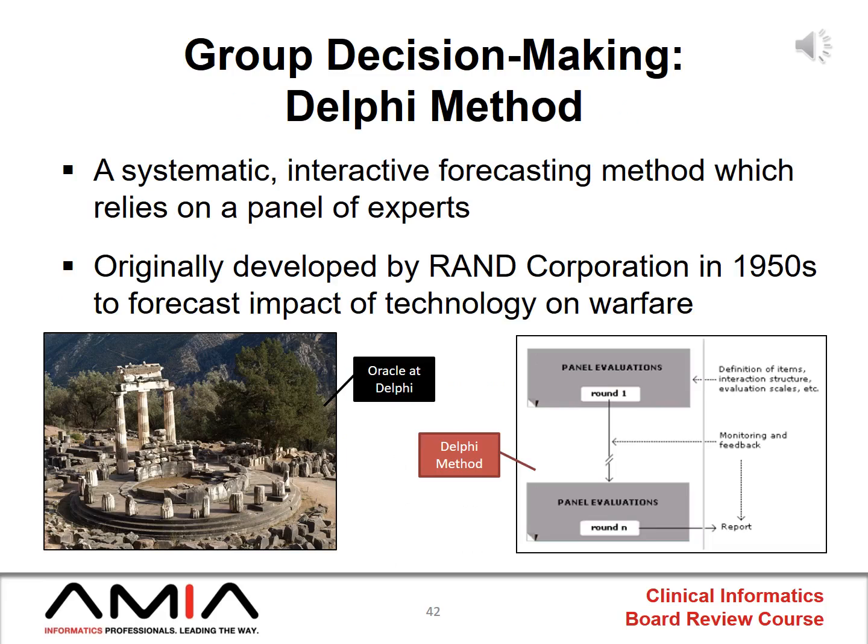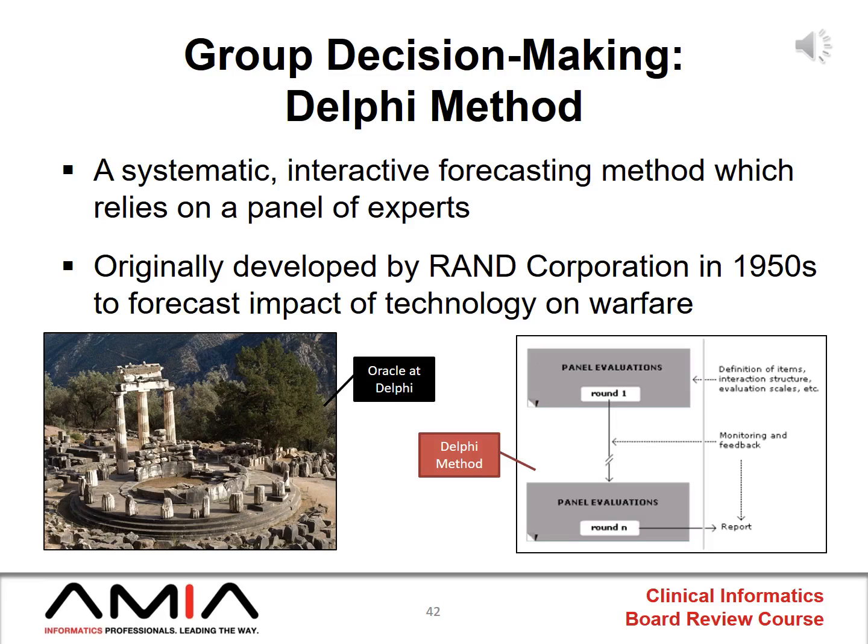The third group decision-making method listed in the core content is the Delphi method. On this slide, I have put in a picture of the oracle at Delphi because this method was named after this very important shrine in ancient Greece where people would come from all over Greece and beyond to have their questions about the future answered by an expert.